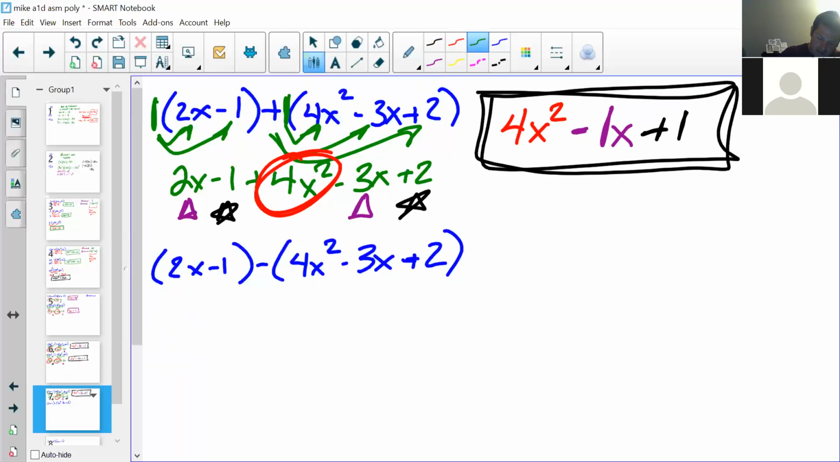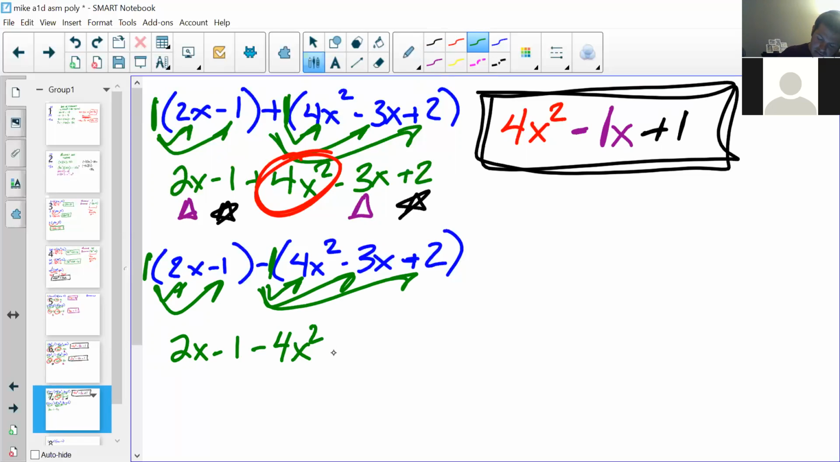We'll wrap it up here. Same exact quantities. However, now I have a subtraction symbol in between the two. So when I get to this point and I have to distribute, I've got to be careful because it's a -1. So -1 times 4x squared would be -4x squared. -1 times -3x would be positive 3x. And -1 times positive 2 would be -2.